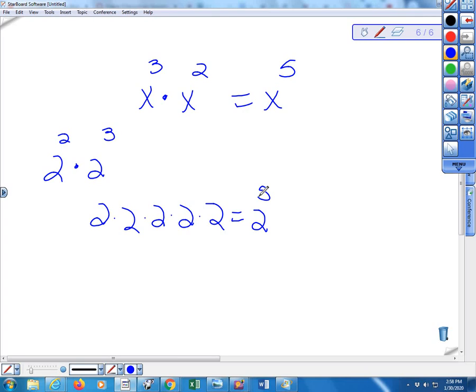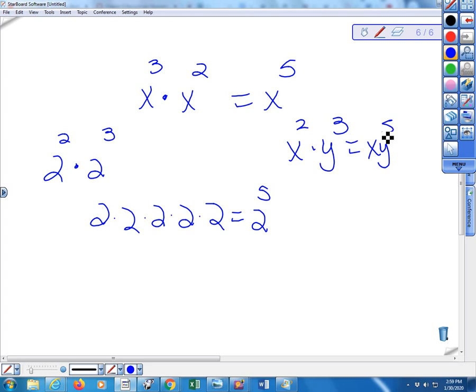Mind blown. So you just add it. So you add exponents when you multiply the same base. But they have to be the same base for you to add them. I can't take x squared times y cubed and say it's xy to the 5th.